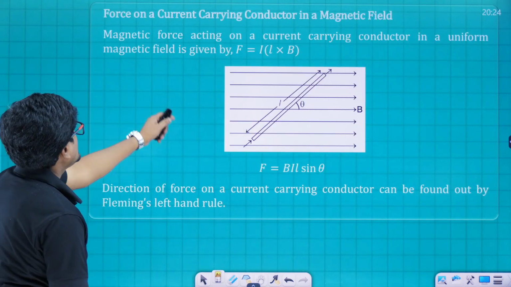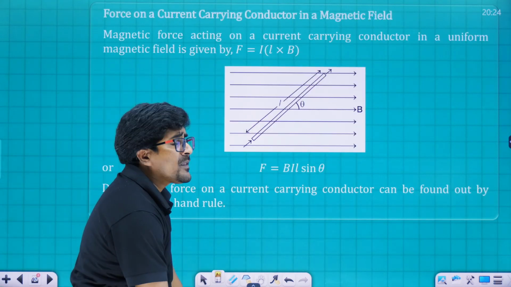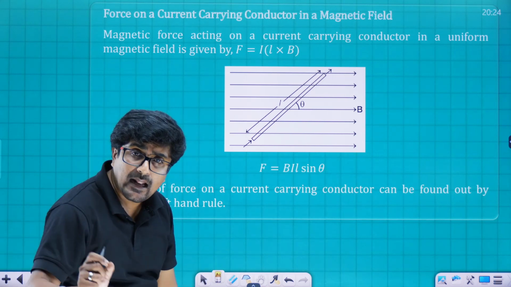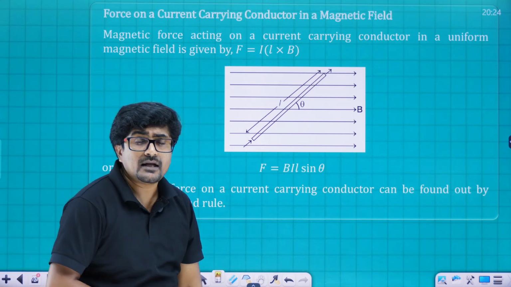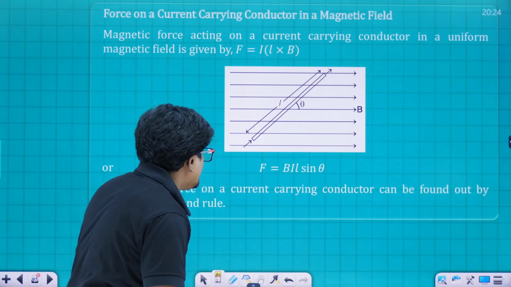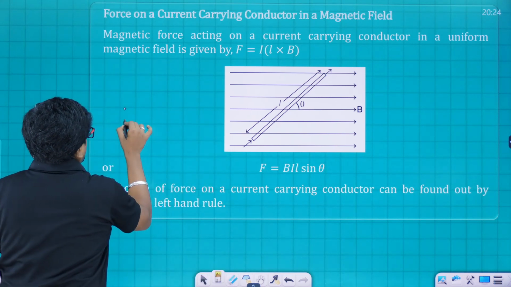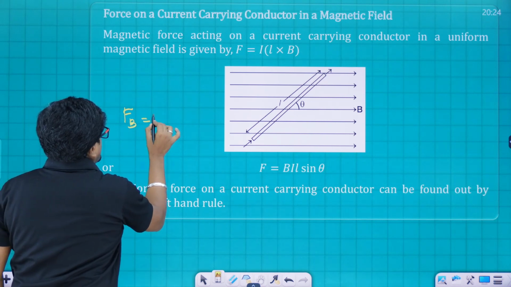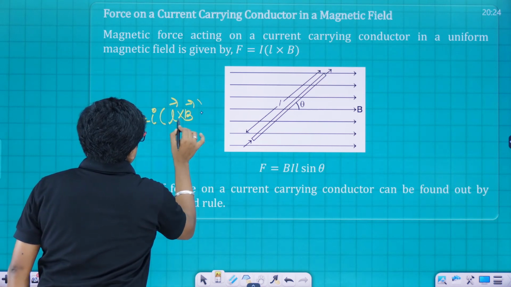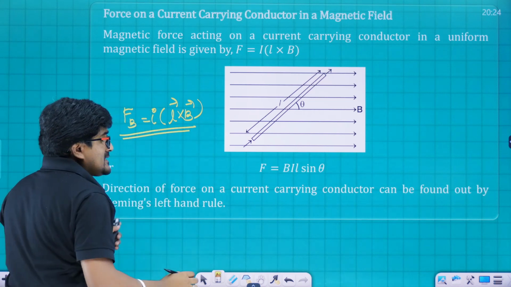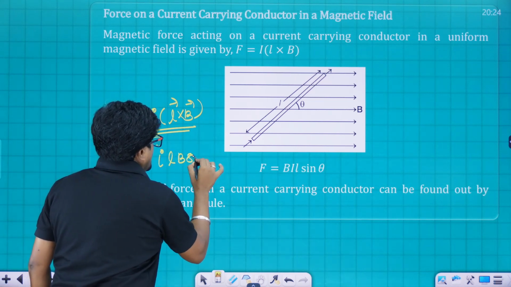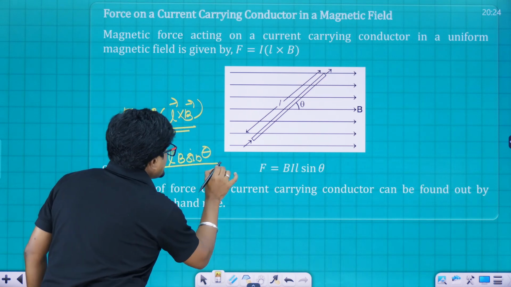Moving to the next, that is force on a current carrying conductor in a magnetic field. If I have a current carrying conductor of length L through which I ampere of current is flowing, and that is kept at an angle of theta with respect to the magnetic field, then the force experienced by that conductor, F suffix B, is going to be I into L cross B. So this is a general expression. In scalar form, we have it as I L B sine of theta.